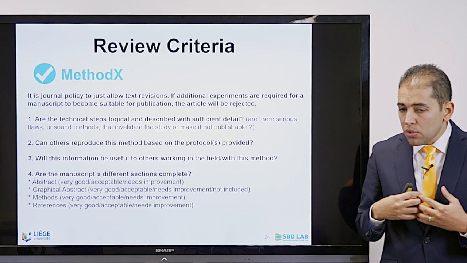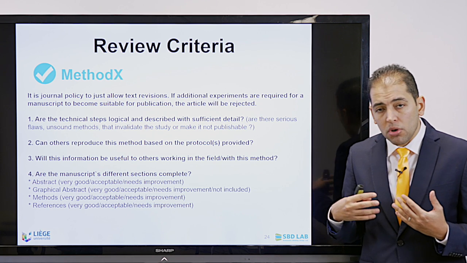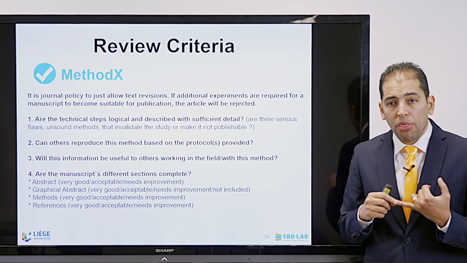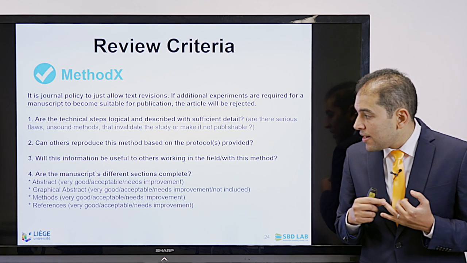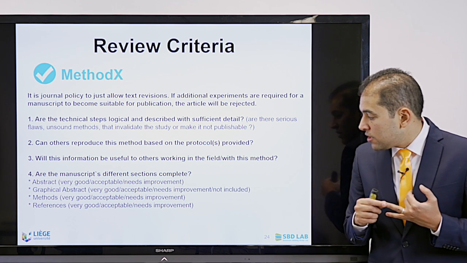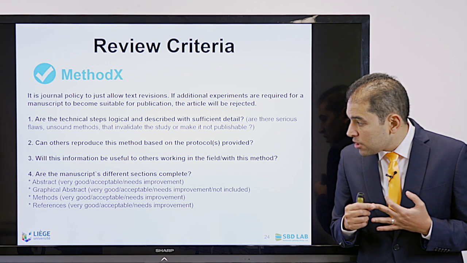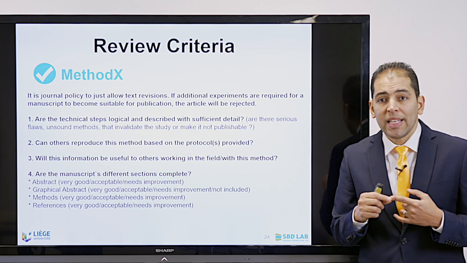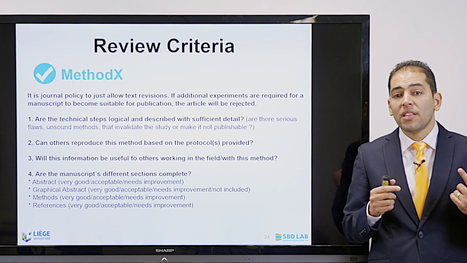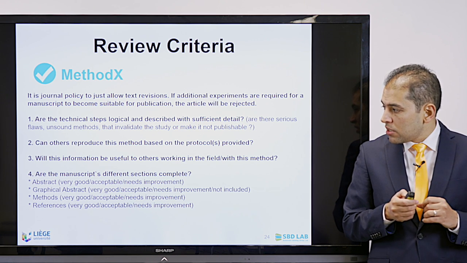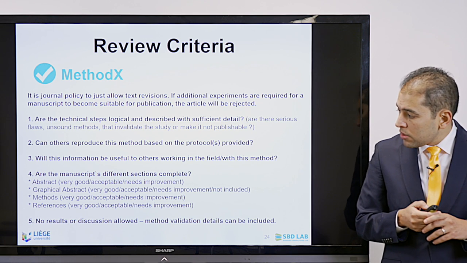And question number 4 is about whether the manuscript's different sections are complete or not. Meaning, did the authors have a proper and acceptable abstract? Is there a graphical abstract that is interesting and visible? Is there a very good method description? Are there enough relevant and recent references related to the work? So those are the sub-criteria for question number 4. And then we can proceed with question number 5.